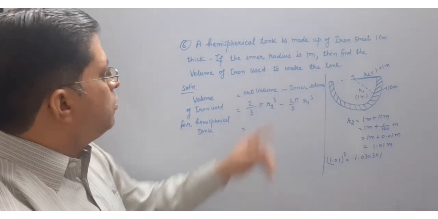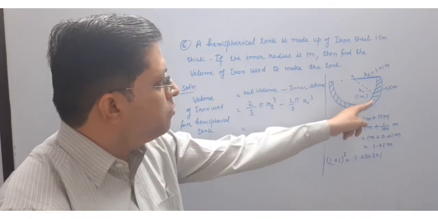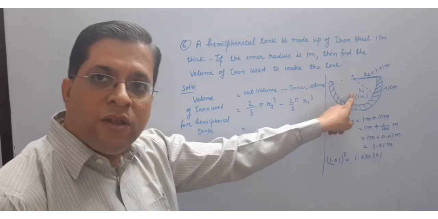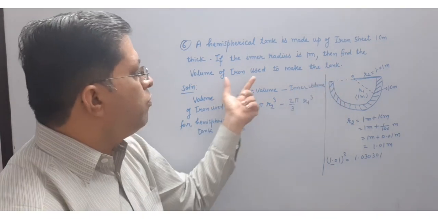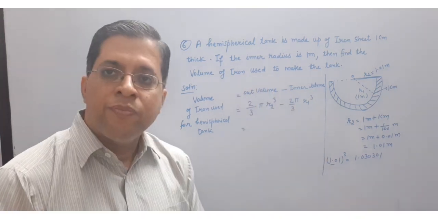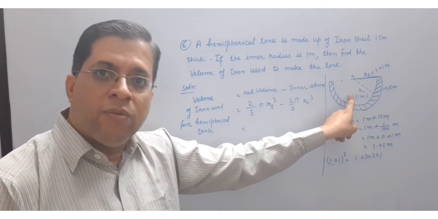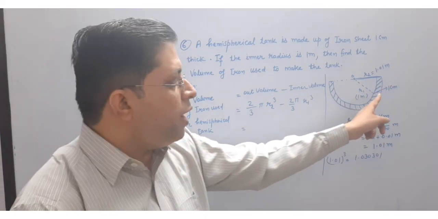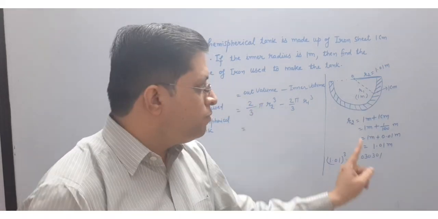Of iron sheet, it is 1 centimeter thick. Okay, this thickness is 1 centimeter. The inner radius R1 is 1 meter, and find the volume of iron used to make a tank. One hemispherical tank, it is like this. Inner radius is given to you. What will be the outer radius? In outer radius you have to add thickness. Thickness is 1 centimeter given to you.